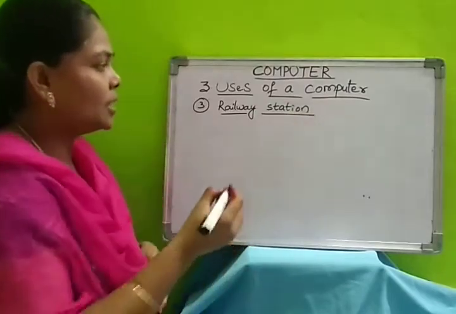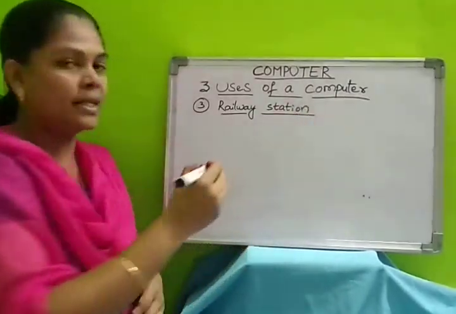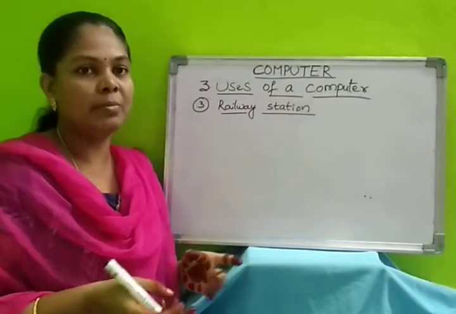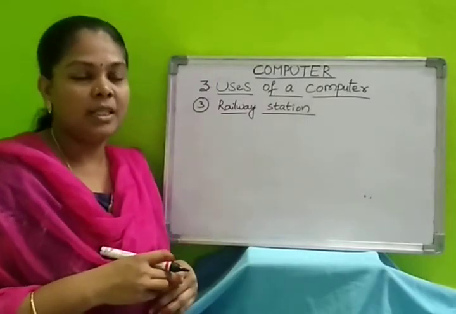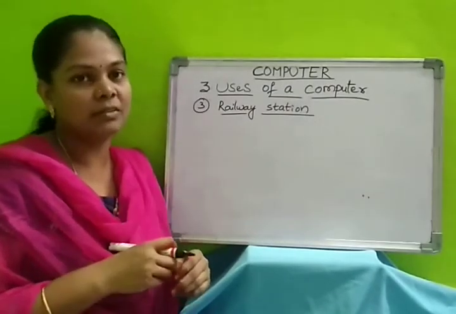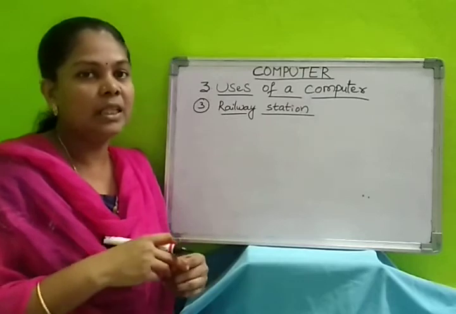So if you are going anywhere, to your grandparents' house or to your relatives' house, what will you do? You will go by bus or by train. They will give some reservation form. You have to fill that reservation form and take the ticket.